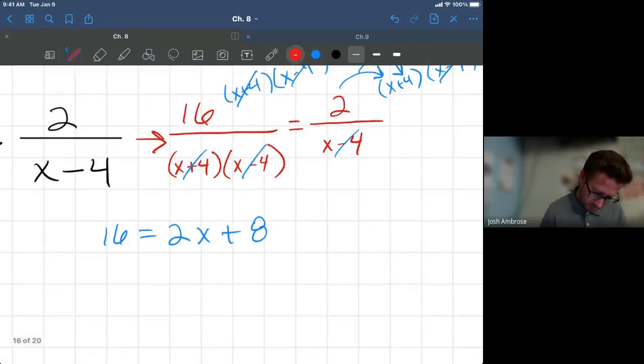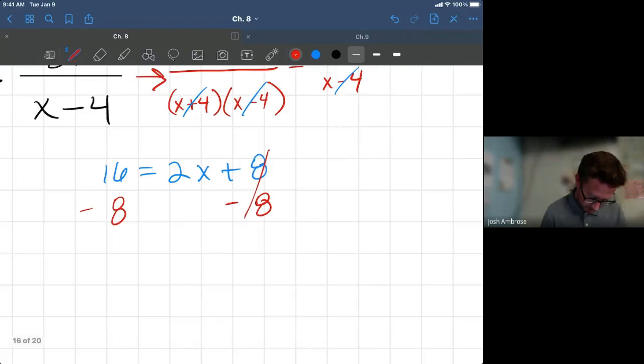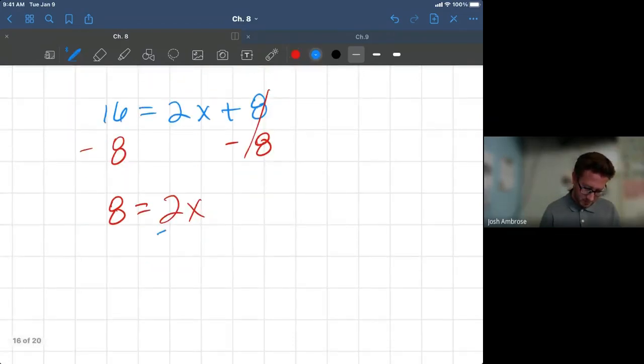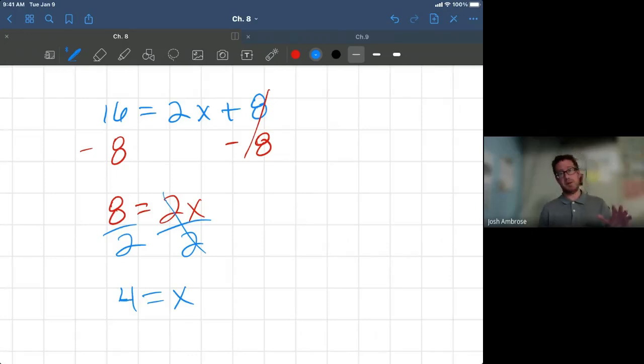All right, now let's go through. Subtract 8. Subtract 8. And we're looking at 8 equals 2x. Okay, divide both sides by 2. And 4 equals x. Now, this is one of those problems where really you did everything right. Everything worked out. Okay, x equals 4. Unfortunately, so many students in this specific chapter would actually get this problem wrong.